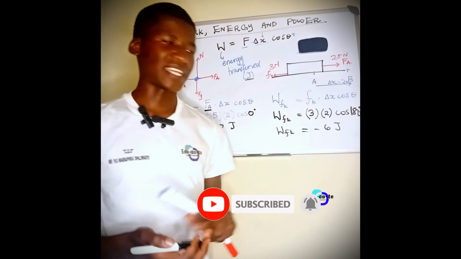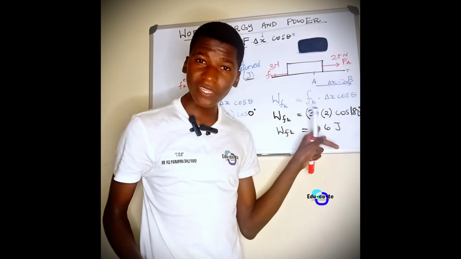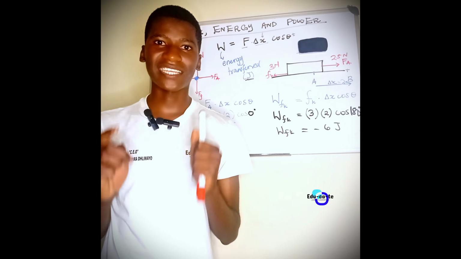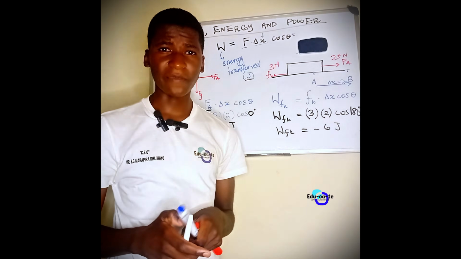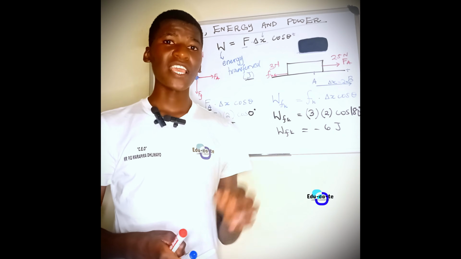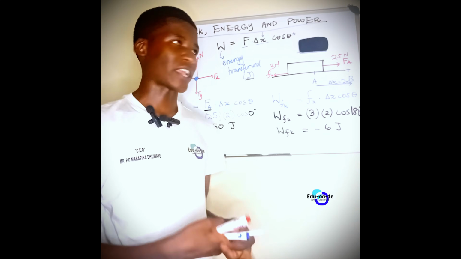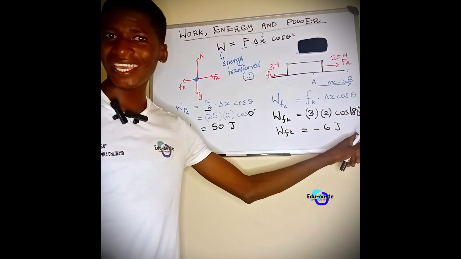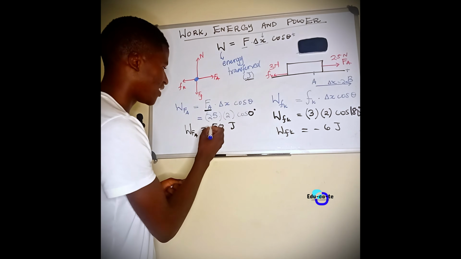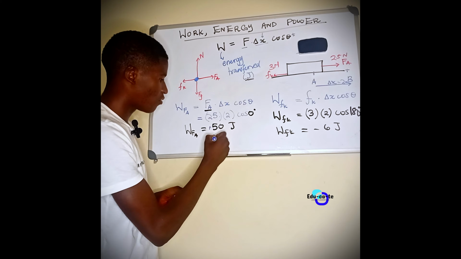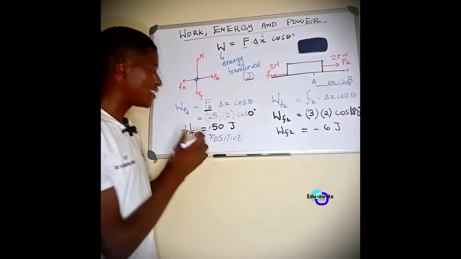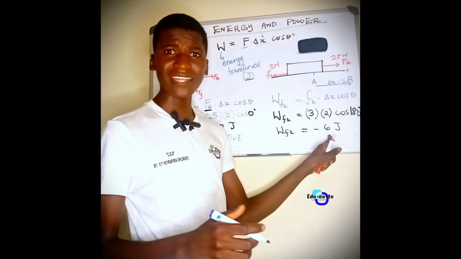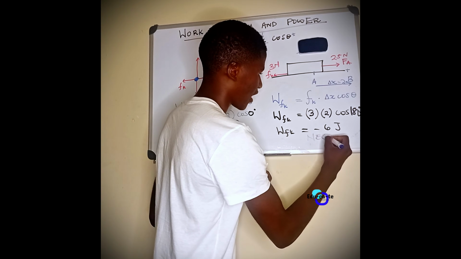Now, don't be tempted to write 6 joules to the left. No, work is not a vector quantity. So basically, work is not a vector quantity. So what does this negative actually mean? This means we've got two types of work: positive work and negative work. How do you see whether it is positive or negative? You just look at the answer that you get. If the answer is positive, like this one, which is positive 50, this is positive work. So we can say that the applied force is doing positive work on the object. If you get a negative answer, then we say that this is negative work.